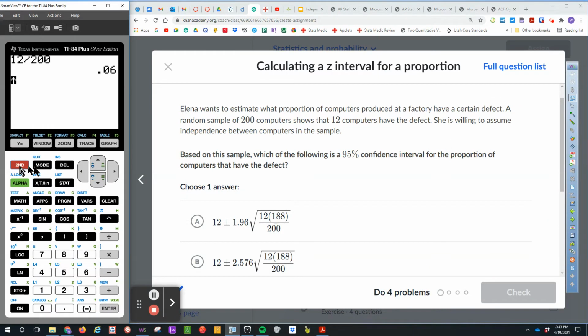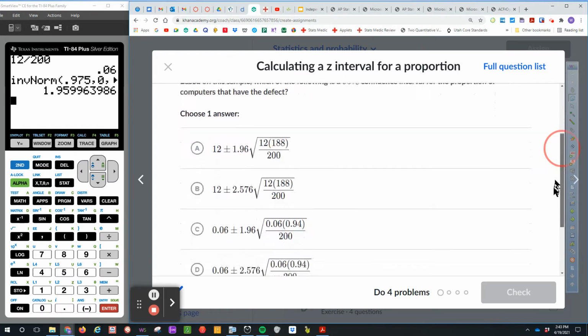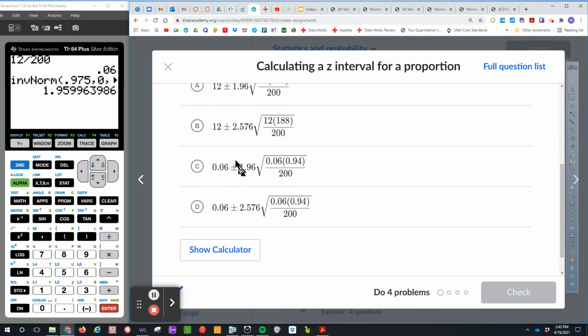So go to second vars, inverse norm, the area is 0.975. I want to find the z star, the critical value. And here the mean is 0, standard deviation is 1. So, ladies and gentlemen, it's either C or D. I found that the z star is 1.96, which is right here. So the answer is C.